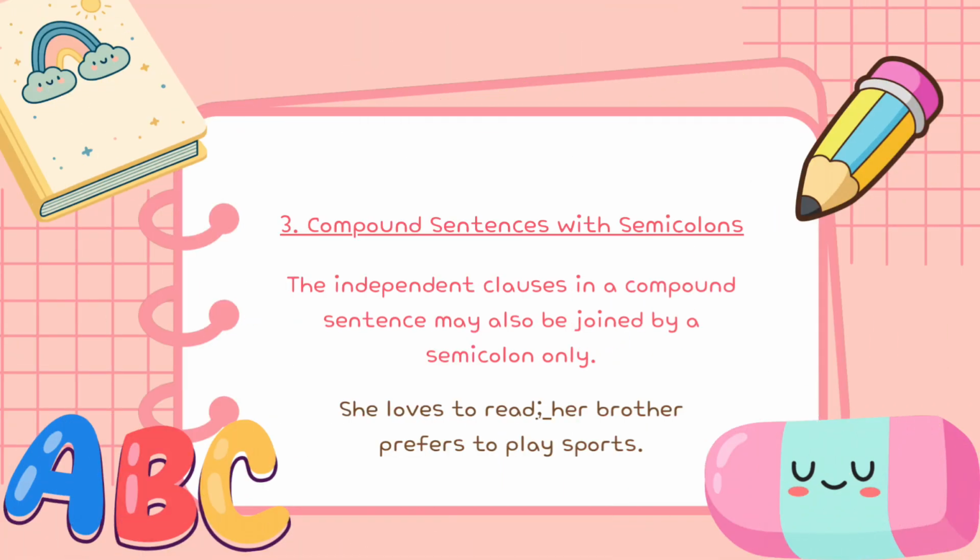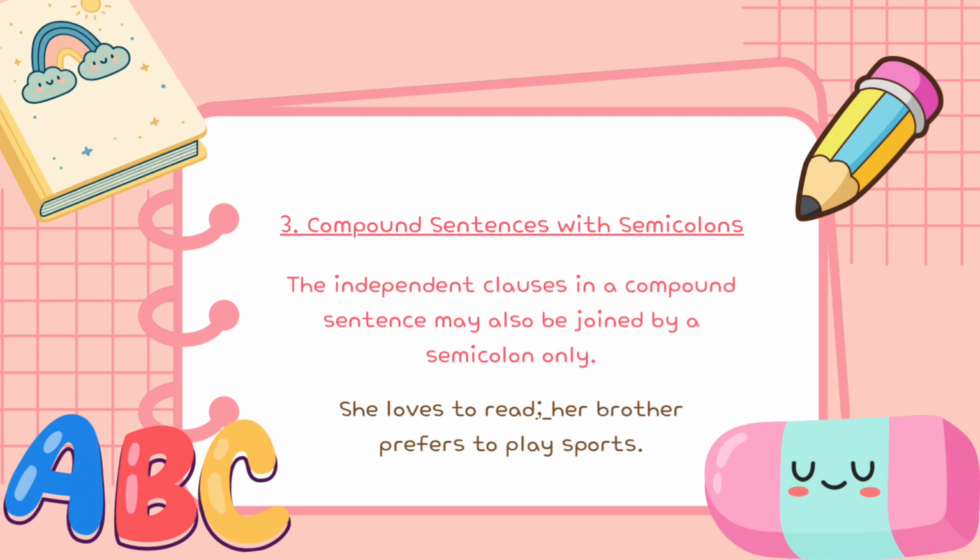And the last type is compound sentences with semicolons. The independent clauses in a compound sentence may also be joined by a semicolon only. This structure is used when the 2 independent clauses are closely related. If they weren't closely related, they would be written as two simple sentences, separated by a period.